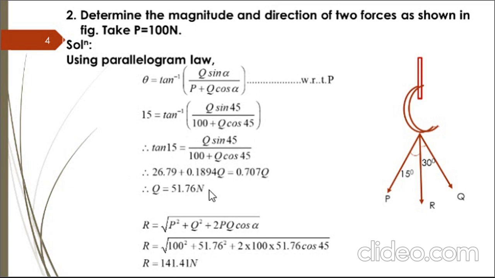Then using the second formula, R is equal to square root of P square plus Q square plus twice PQ cos of alpha. So substituting the value of P as 100, then Q as 51.76, which we determined in the earlier step, plus twice P into Q into cos of 45. Solving this, we get R as 141.41 Newton.